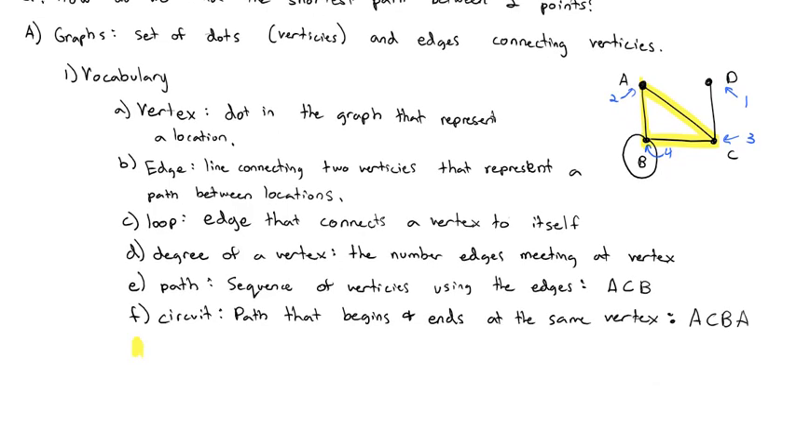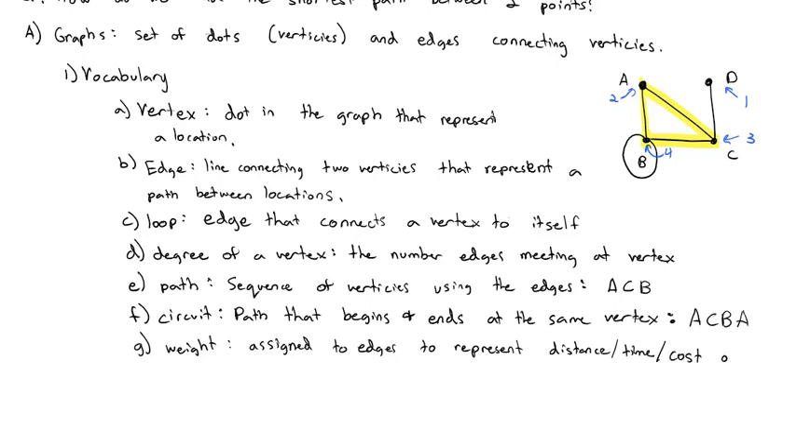One other vocabulary we're often interested in with graphs is the weight. And weights are assigned to edges to represent something about the connection between the points. Maybe it represents the distance, or maybe it represents the time it takes to get from point A to point B, or maybe the cost to get from point A to point B of that edge. And so we're going to use this vocabulary as we talk about graphs and work with graphs.